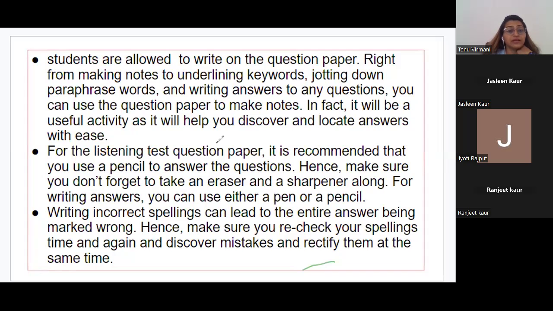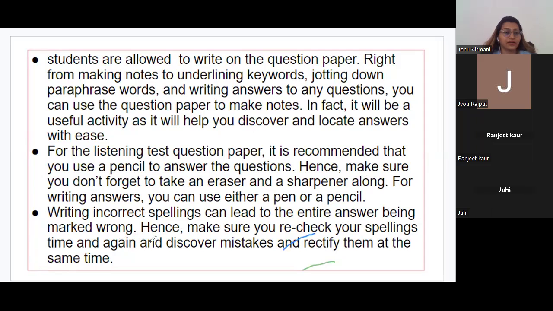It is recommended that you use a pencil to answer questions, so make sure you don't forget to take an eraser and a sharpener along. For writing answers, you can use either a pen or a pencil, right? Writing incorrect spellings can lead to the entire answer being marked wrong. So make sure you recheck your spellings again and again, and discover and rectify mistakes at the same time. Okay?